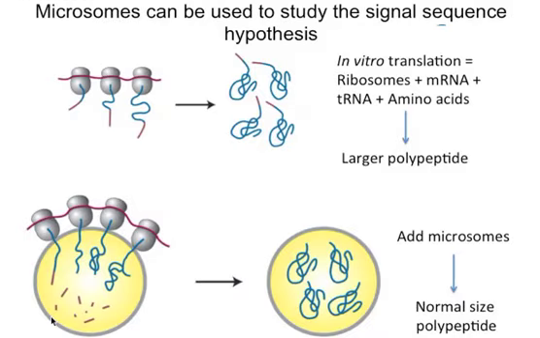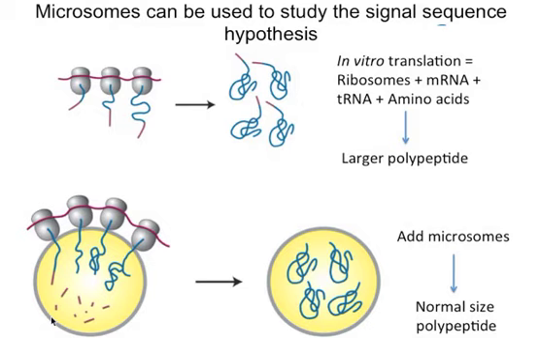So this kind of assay can be used to study the signal sequence hypothesis. So before we understood what a signal sequence was, people had a hypothesis about something called a signal sequence, right? This is the sequence on the polypeptide that's going to target it to the ER, and then it's going to be cleaved off. So to test this, they did an experiment.